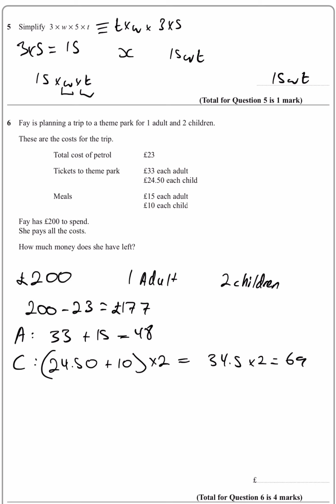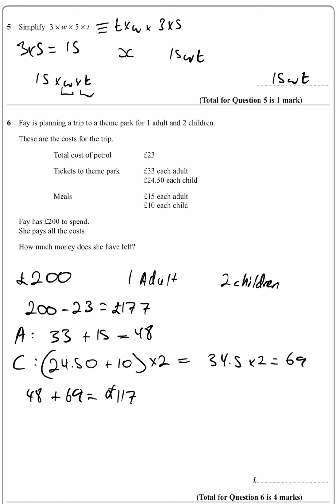Okay. And so now we should probably just add these to make sure we don't make a mistake. So 69 plus 48 would be £117.